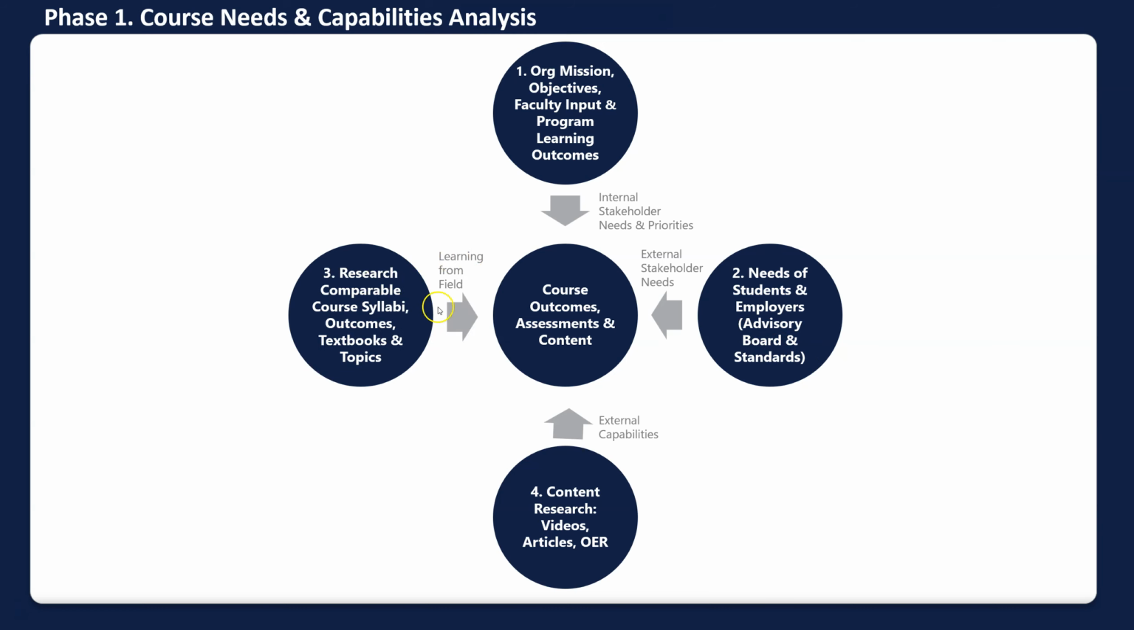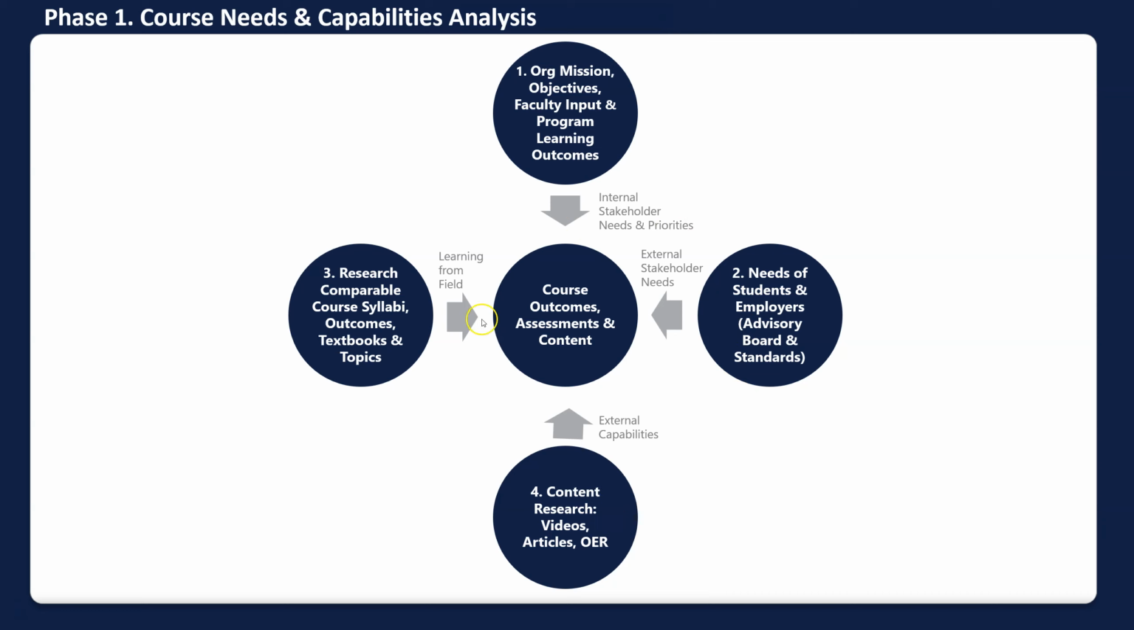And then over here on 3, you're going to be looking at comparable course syllabi, outcomes, textbooks, and topics, learning from the field. So one of our principles is, if you don't have to reinvent it, don't reinvent it. A lot of things we do have to reinvent, but often the way we reinvent is we find 3 different syllabi, here's a Christian syllabus, here's a secular syllabus. We'll learn from each of those.